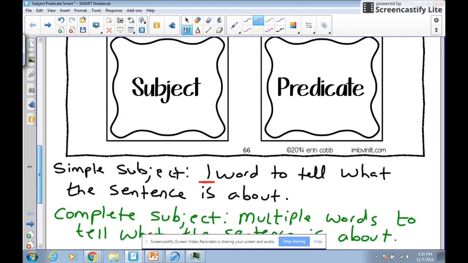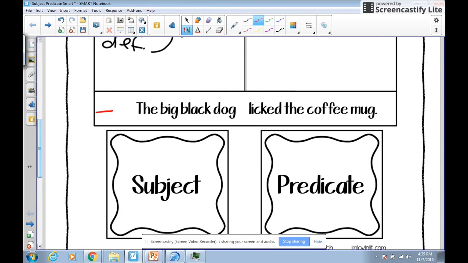So if I go to my example sentence right here, it says, the big black dog licked the coffee mug. If I want to find the simple subject, I'm looking for a noun or pronoun, just one word that tells me what the sentence is about. So our simple subject in this sentence is dog.